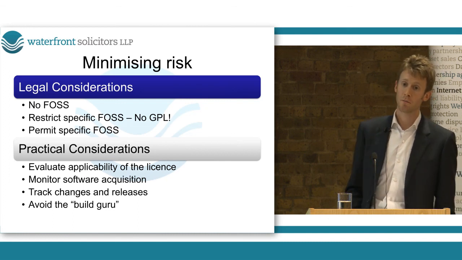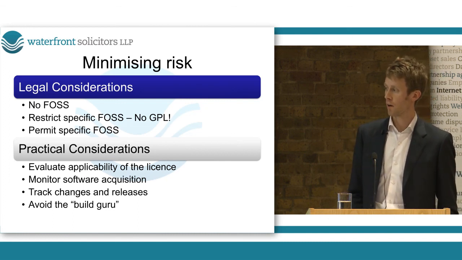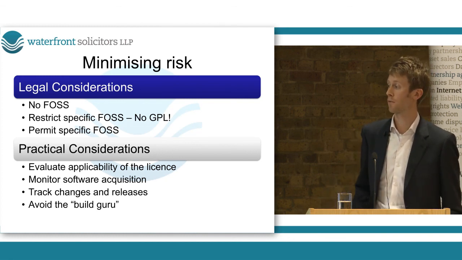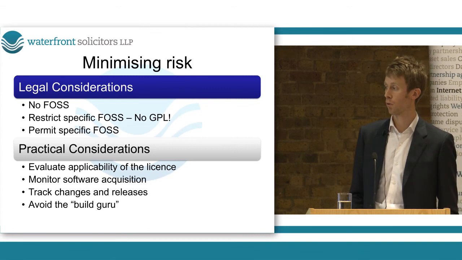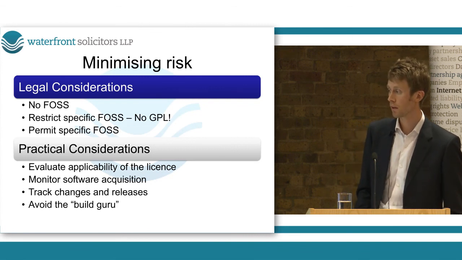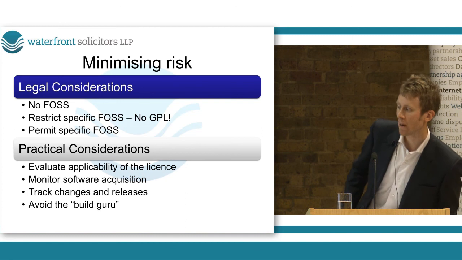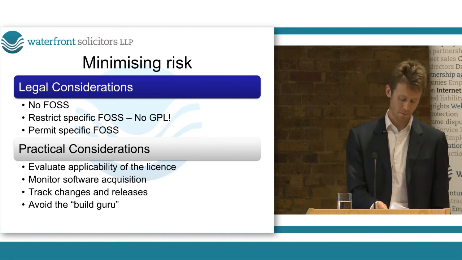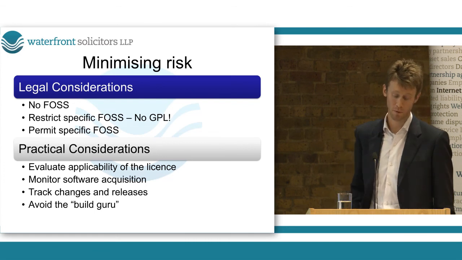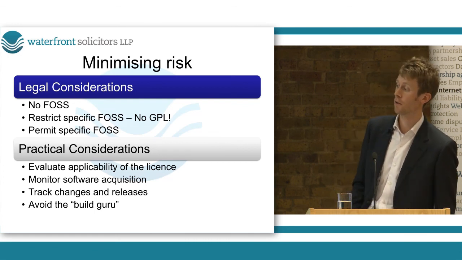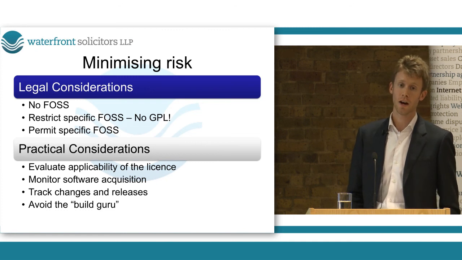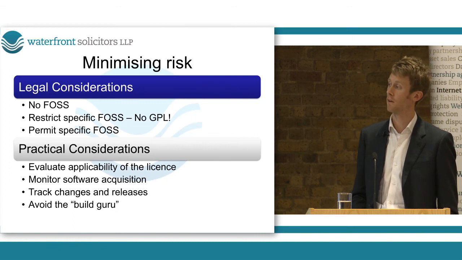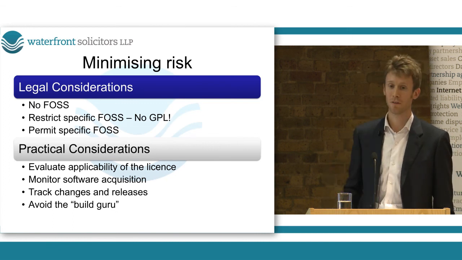Monitor software acquisition. I appreciate that developers want their engineers to have a certain amount of freedom, but make sure you have some rules and procedures in place to make sure that the software that's been acquired is being noted down. Track changes and releases, so have some good review and proper revision controls in place. And finally, avoid the build guru, the one guy that knows how to build your final release. Make sure the build process is well defined. And that's it. Any questions?